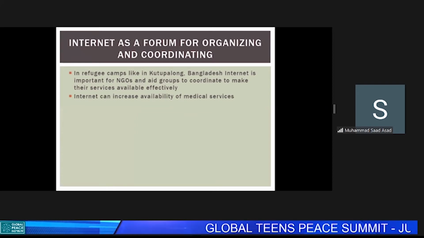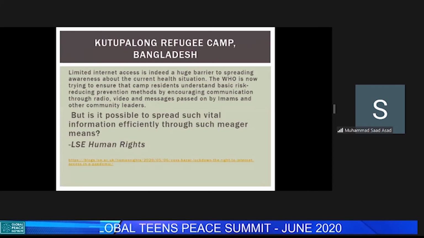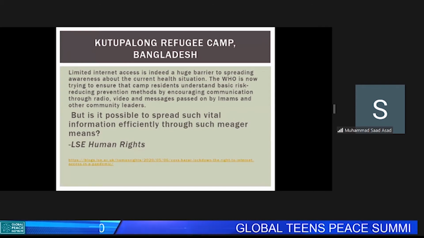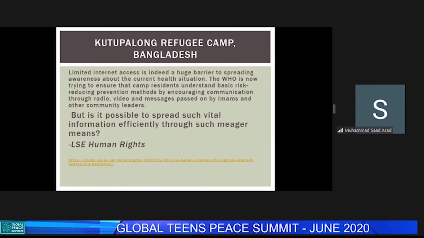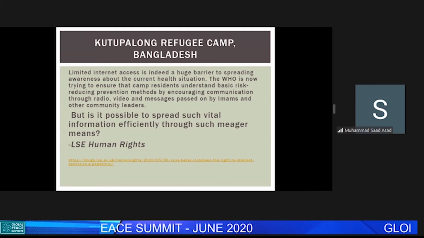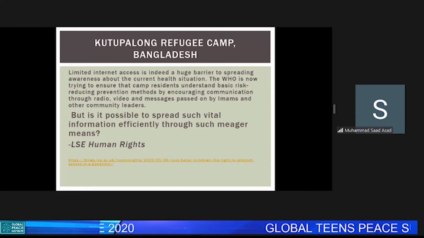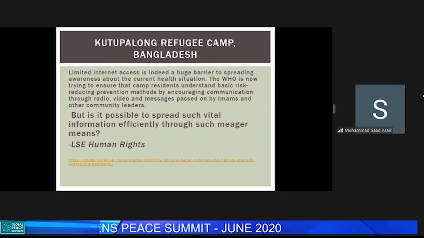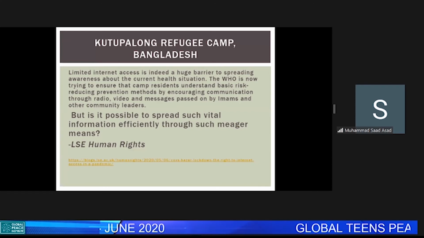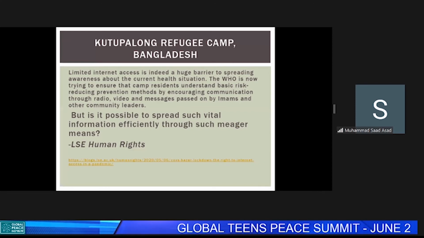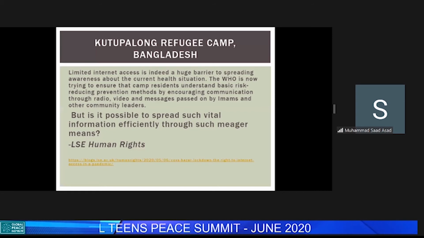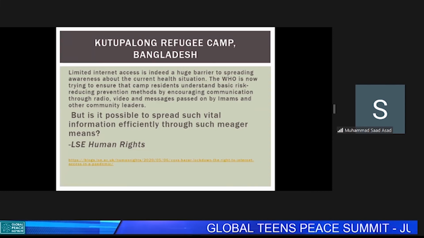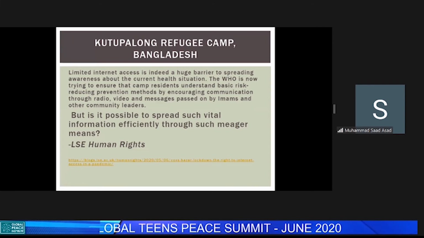effectively for the public. Now, in Kutapalong refugee camp in Bangladesh, where there's an internet shutdown going on, the administration is forced to run a public awareness campaign through radio and video messaging, which is obviously problematic because it does not have the reach that internet does, and this can often create a vacuum of information, which can lead to rumors about COVID-19, and this in itself can make the refugee camp a hotbed of the disease.